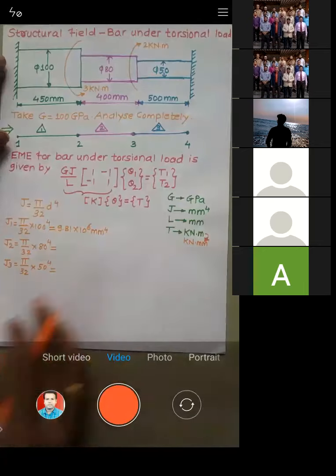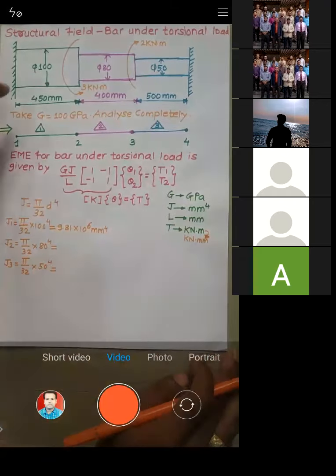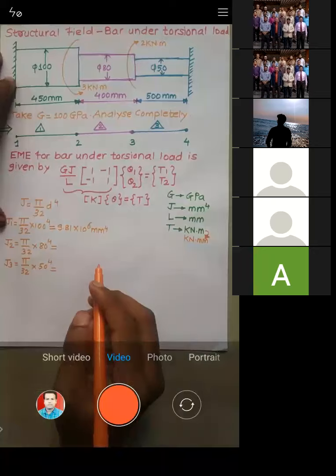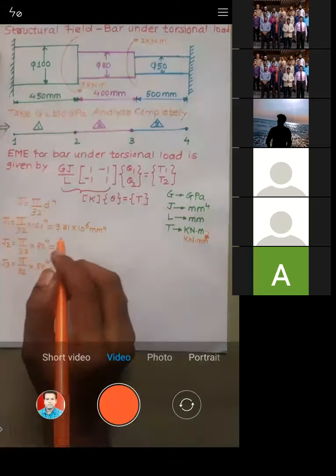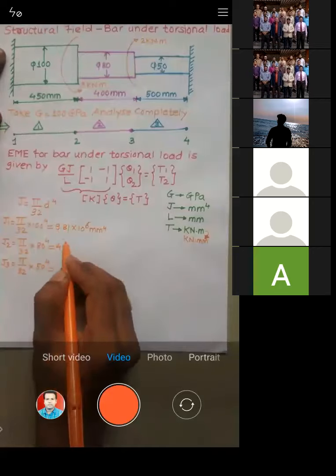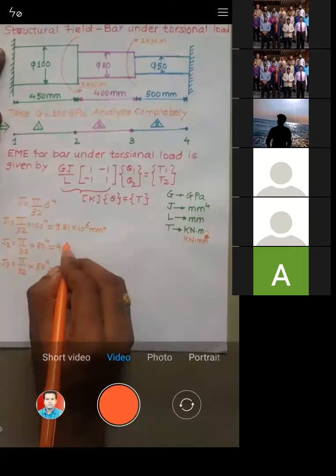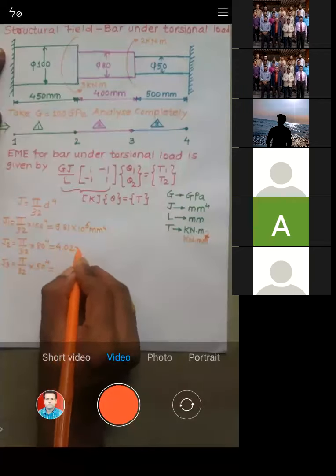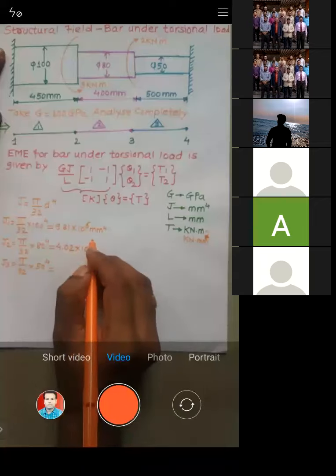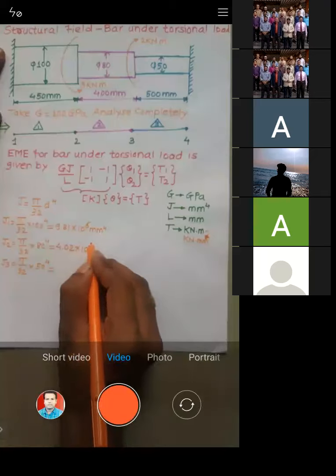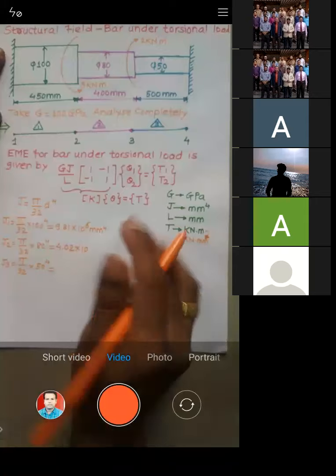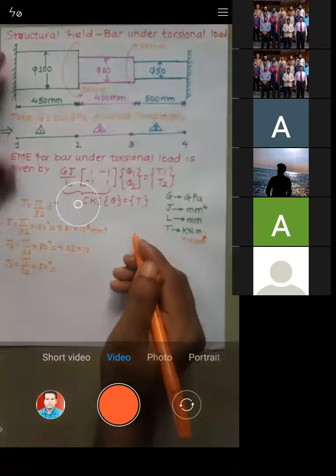Next, for the second one, do it. Second one, 4.02 into 10 raised to power 6.